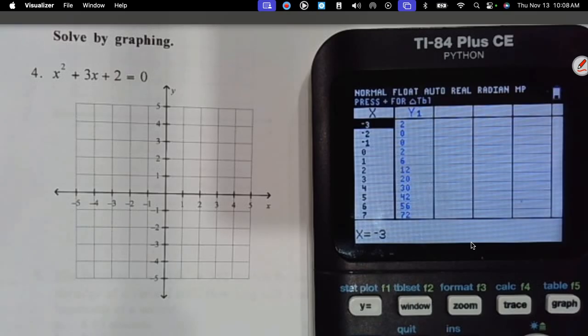Okay, so let's do -3, 2. What's another one? Negative 2, 0. Okay, another one, and then negative 1, 0. Do I see a curve yet? You need to go that way. So let's keep going. Let's do 0, 2. Do I see a curve now? I do. It looks like this.